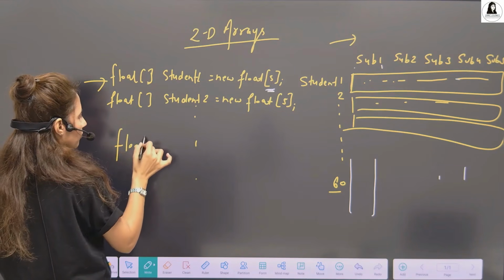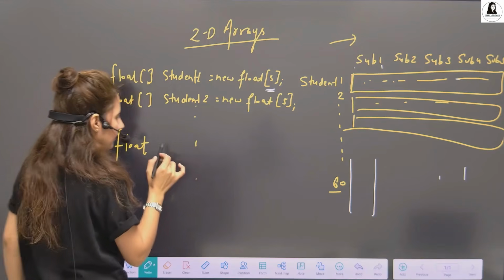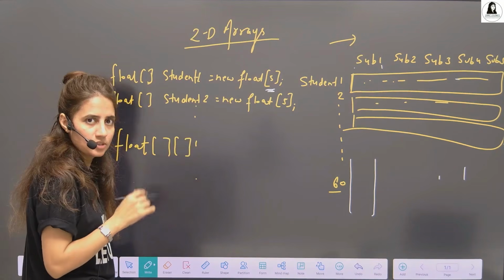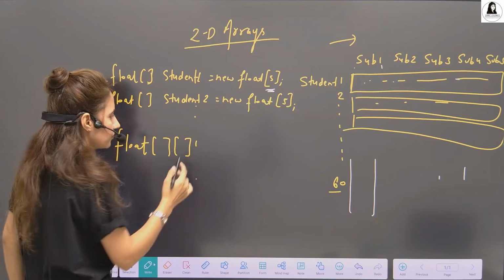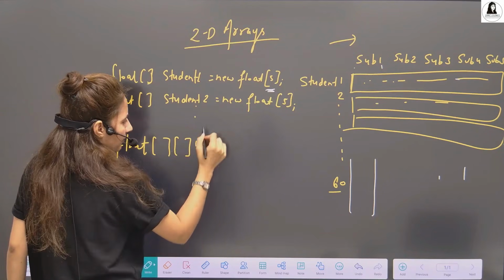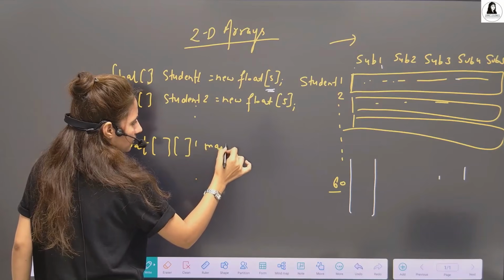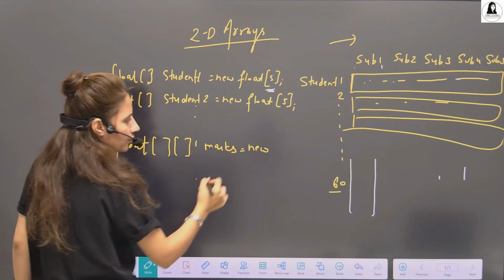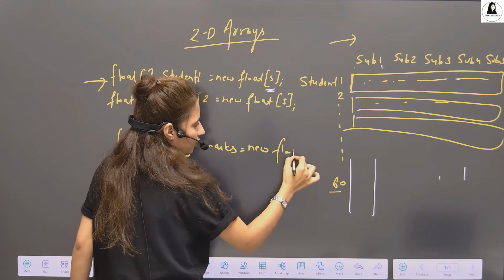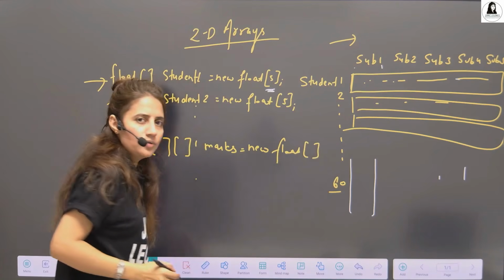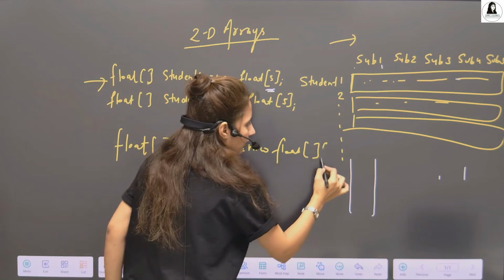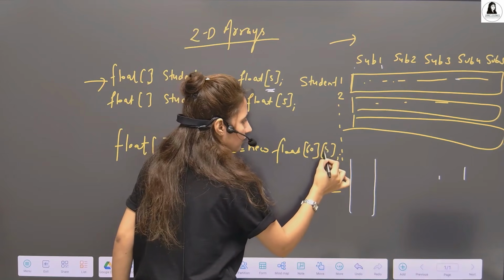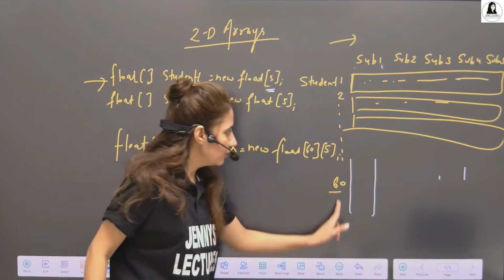Now, how can you declare this? You can simply add one more dimension. This is a 1D array, so just add one more square bracket, one more dimension, one more size. Name of the array, any name you can take. Suppose I'm taking marks, is equal to new, and then the same float. Here you need to give the row size, here you need to give the column size. So maybe we can give 60 and 5: 60 rows and 5 columns.